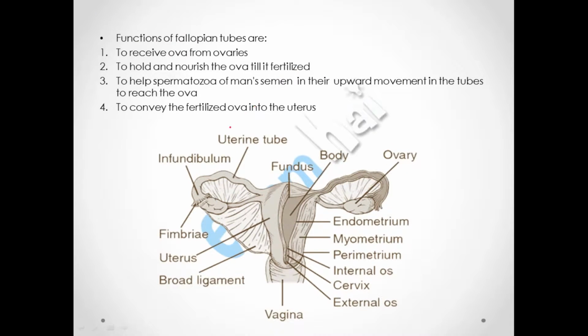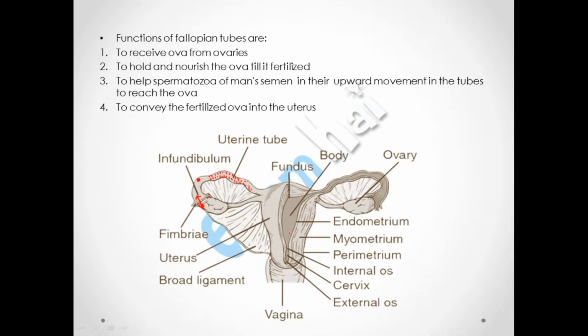So what are the functions of the fallopian tube? First, the function is to receive the ova from the ovary. When ovulation takes place, the wall of the ovary bursts, and the ova enter the fallopian tube and rest inside it. And as I said earlier, the wall inside the fallopian tube is ciliated. So what happens is, till the sperm enter, the fallopian tube holds and nourishes the ova till it gets fertilized.